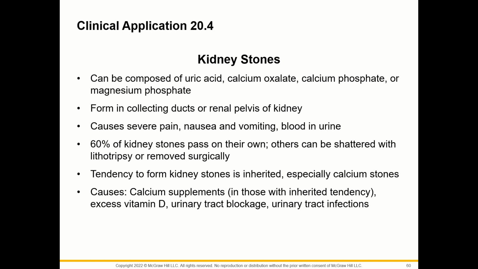Kidney stones can be composed of uric acid, calcium oxalate, calcium phosphate, or magnesium phosphate. They form in the collecting ducts or the renal pelvis of the kidney. They cause severe pain, nausea and vomiting, and blood in the urine. 60% of kidney stones pass on their own. Others can be shattered with lithotripsy or removed surgically. The tendency to form kidney stones is inherited, especially calcium stones. Causes are calcium supplements in those with the inherited tendency, excess vitamin D, urinary tract blockage, and urinary tract infections.